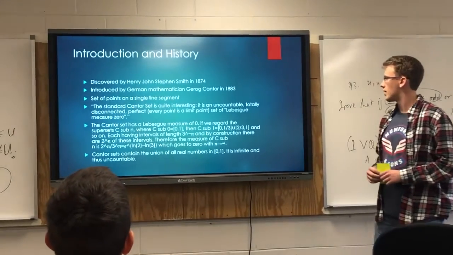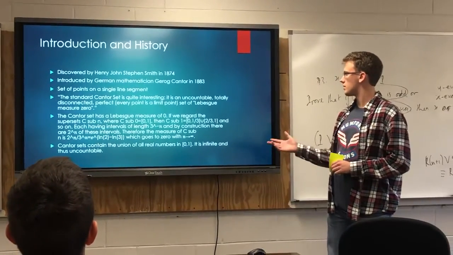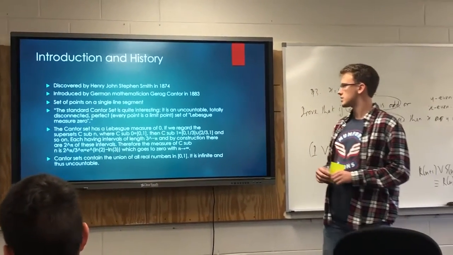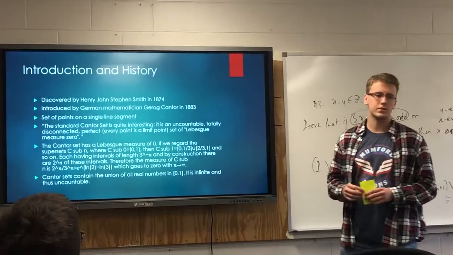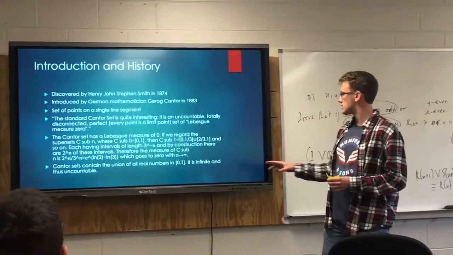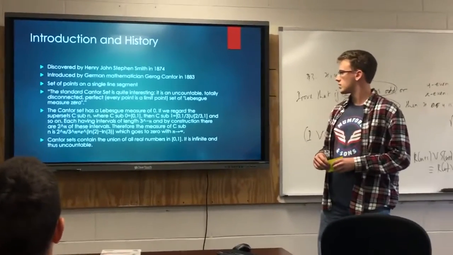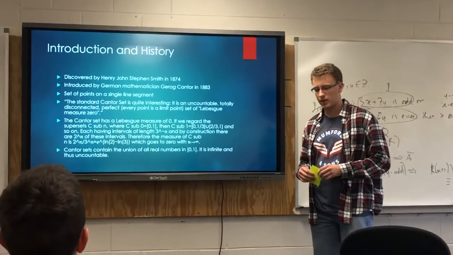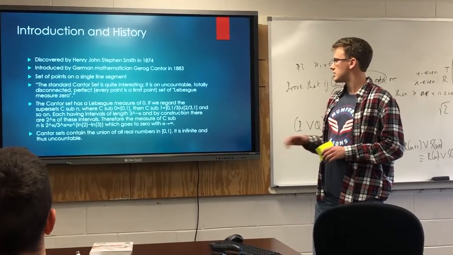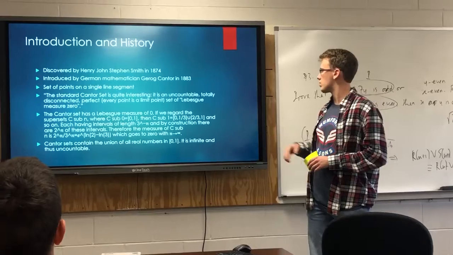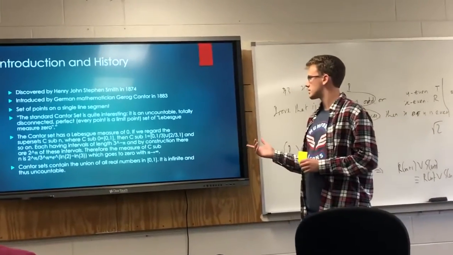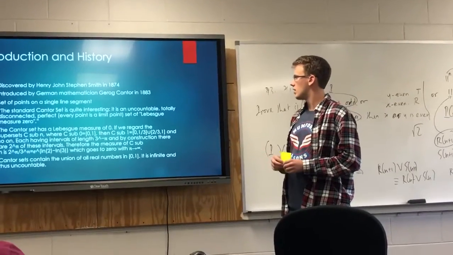Basically what that means is, as you can see in the descriptions below, Cantor sets contain the union of all real numbers along a set of 0 to 1. That's further explained a little bit later in the presentation. But as you can see in this point right here, this actually explains it. So the Cantor set has a measure of 0.